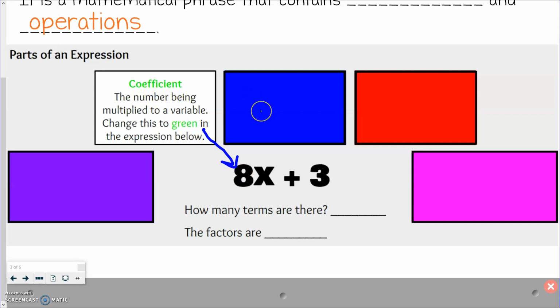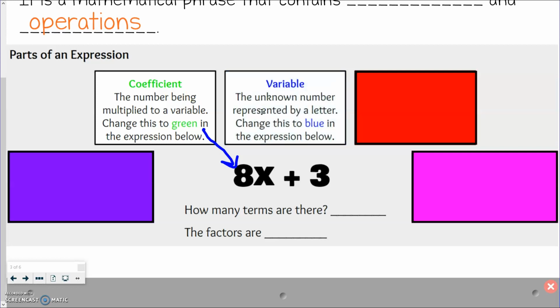But let's keep going on just a little bit. If you need to pause, feel free, but I want to talk about this next one, variable, because that goes along with the coefficient. Our definition for coefficient was the number being multiplied to a variable. Well, we got to know what a variable is then. So a variable is the unknown number represented by a letter. So it's a number we don't know, and we use a letter to represent it. So that's going to be x. So go ahead and change x to blue, because that is our variable.